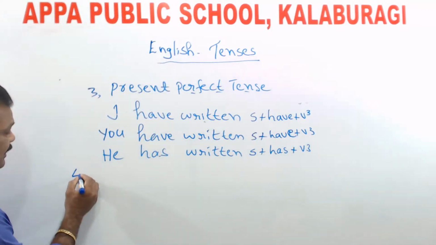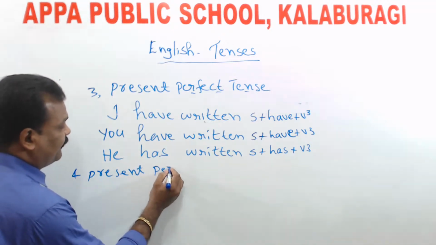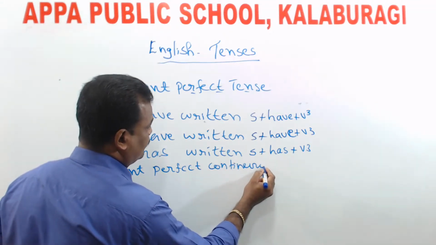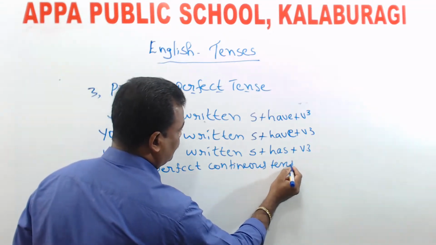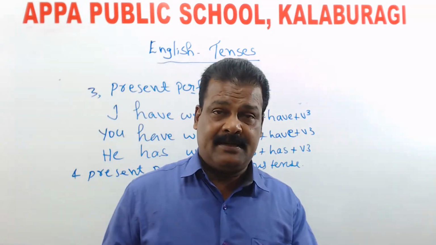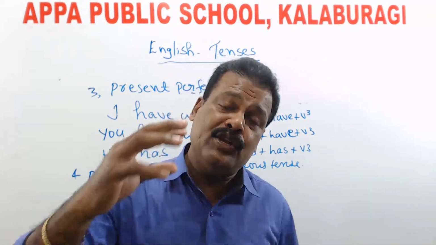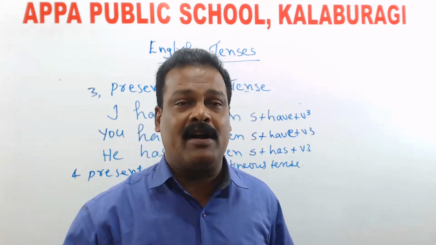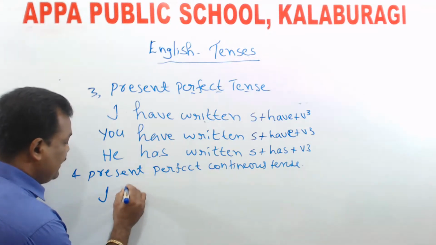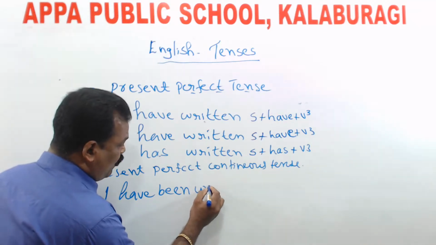Now we come to the fourth one, the last one. Present perfect continuous tense. An action presently going on and you are sure about it, it is going on. Okay, so that is called present perfect continuous tense. I have been. See, I have been writing.